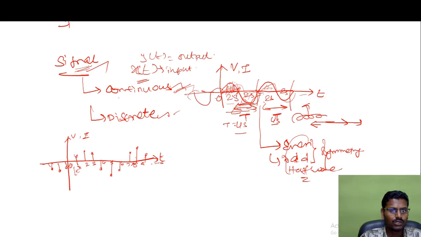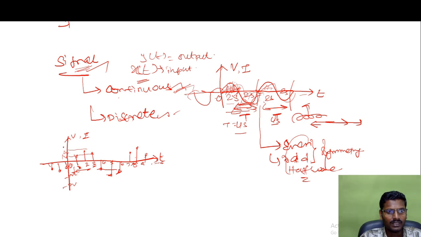So when T is equal to 1 second, the amplitude is 1 volt, and when T is equal to 2 seconds, the amplitude is 2 volt, and when T is equal to 3 seconds, the amplitude again decreases to 1 volt, and when T is equal to 4 seconds, the amplitude is minus 1 volt, when T is equal to 5 seconds, the amplitude is minus 2 volt, and when T is equal to 6 seconds, the amplitude is again minus 1 volt.